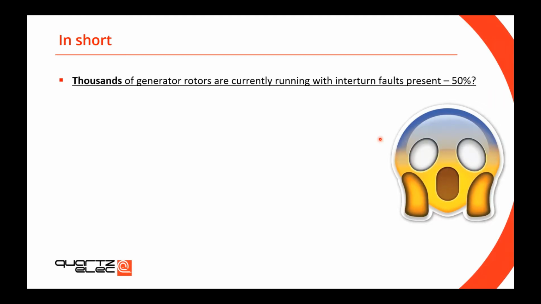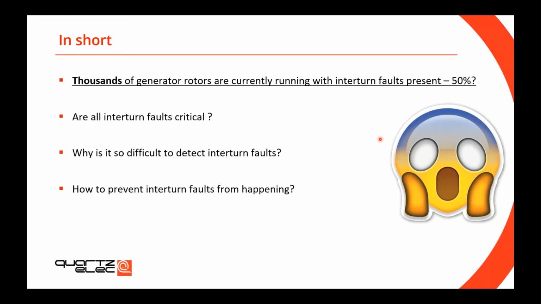But we know from experience that thousands of generator rotors are currently running with the interturn fault present, and some technical papers would suggest that up to 50% of your generators might have interturn faults. It's quite a lot when you count all the generators around the world. Having that in mind, you might want to know if all interturn faults are critical, because having that large number of faults, it's something extraordinary.